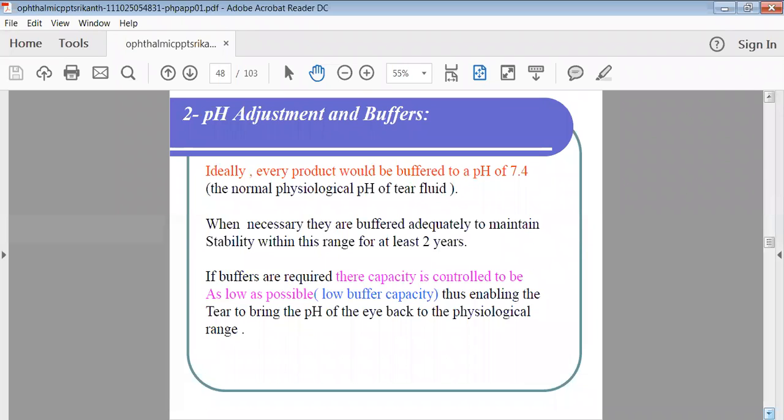Then for pH adjustment, generally we use pH 7.4 because your tear pH is also 7.4. So most of the time we try to adjust the solution's pH, or your product pH, equal to your tear pH to avoid any kind of discomfort.